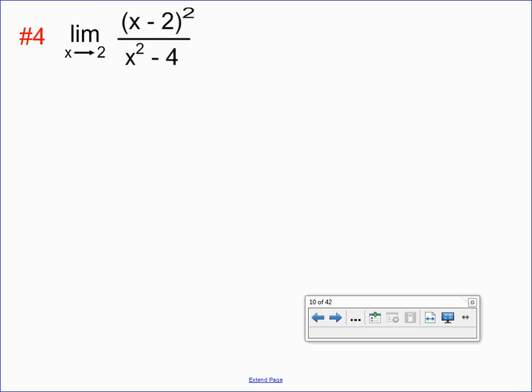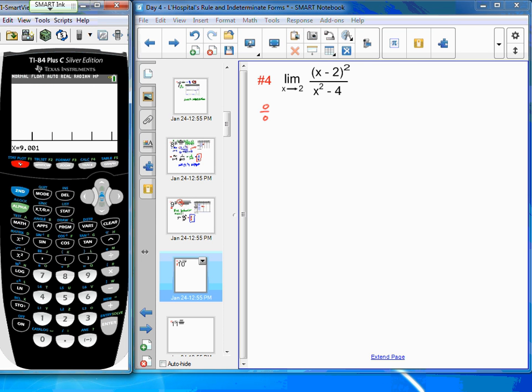Let's go ahead and take a look at number 4. Initial substitution results in 2 minus 2 is 0 over 2 squared is 4 minus 4 is 0. I'm getting 0 over 0. So there's my first box. Tables, graphs.